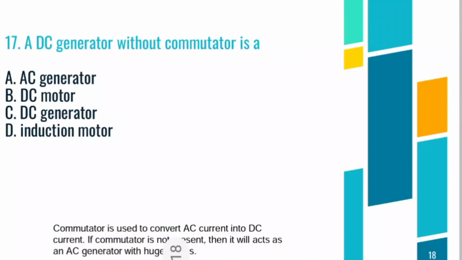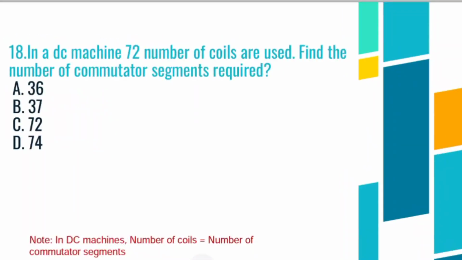A DC generator without commutator is: A, AC generator, B, DC motor, C, DC generator, D, induction motor. Without commutator, a DC generator may be called as what? The purpose of commutator is to convert AC into DC. If the commutator is absent in DC generator, then it acts as AC generator. A is the answer.